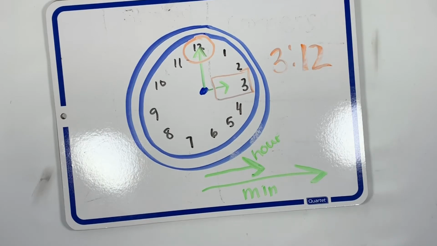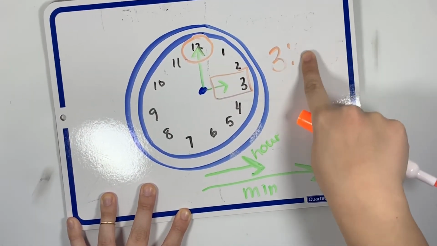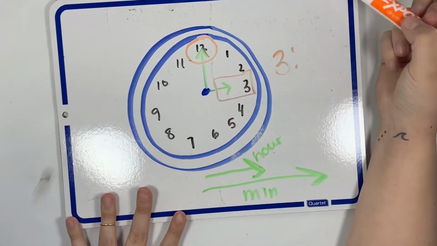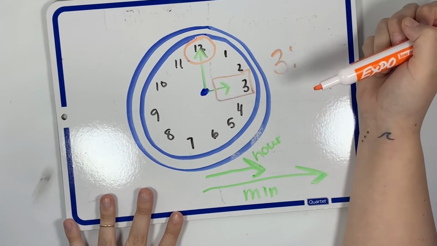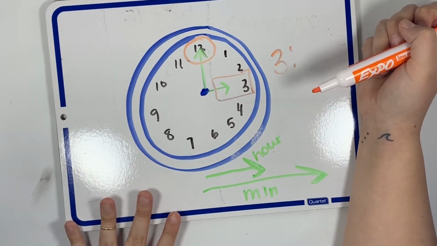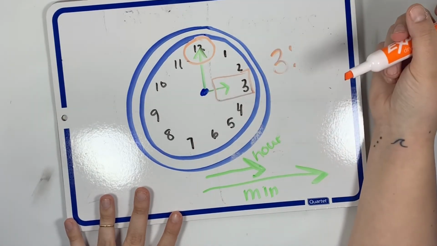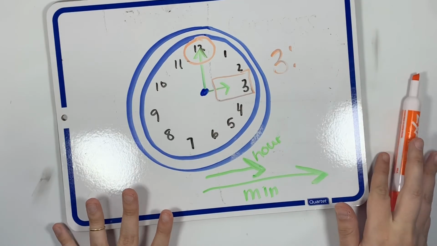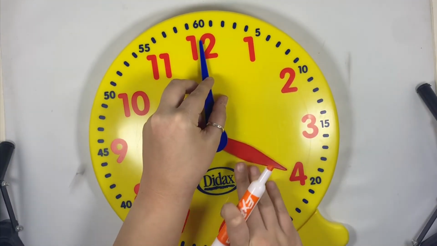Now, are you ready for this? We're about to learn something new. I'm going to get rid of this, the minutes, because each number we see actually counts as 5 minutes. Let me say that again. Each number you see is worth 5 minutes. Let me go ahead and pull out this clock right here. This will make it a little easier for us to see.